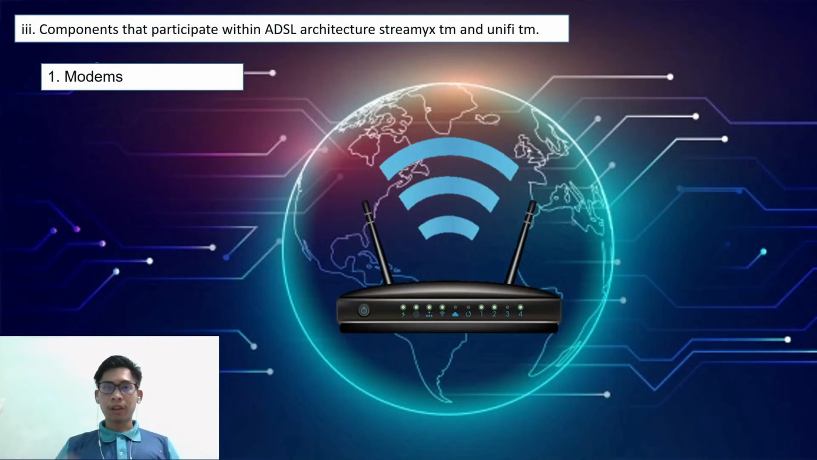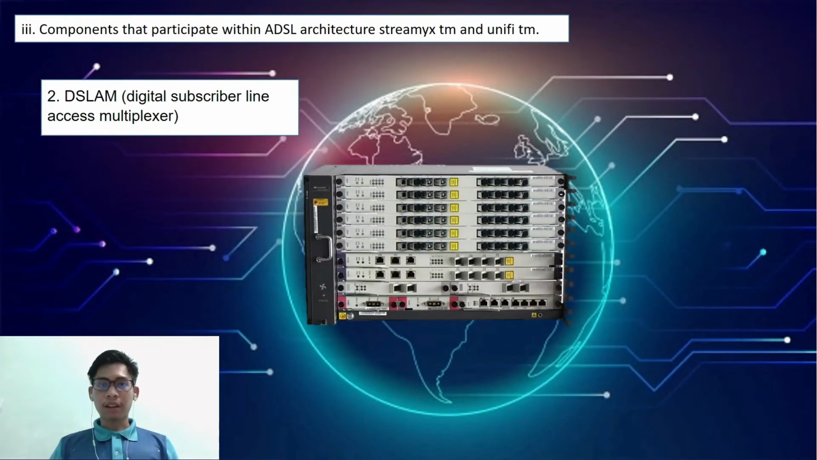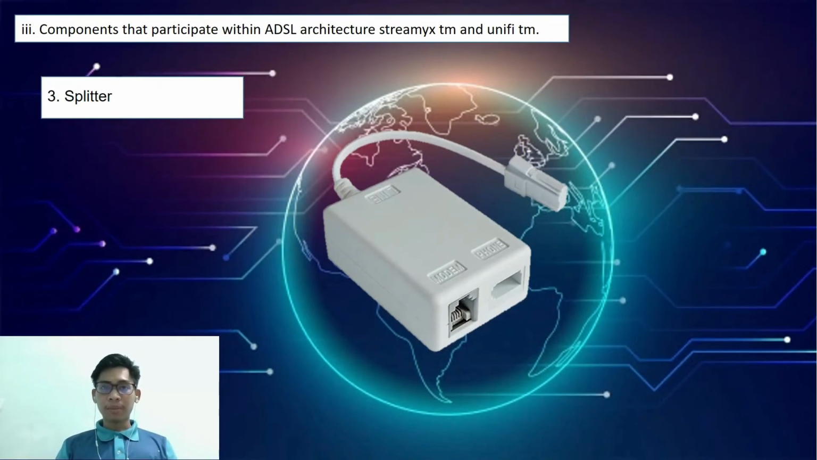Let's continue with question 3. Components that participate within the ADSL architecture, Streamix Telkom Malaysia and Unify Telkom Malaysia. Number 1. Modems. Number 2. DSLAM, Digital Subscriber Line Access Multiplexer. Number 3. Splitter.